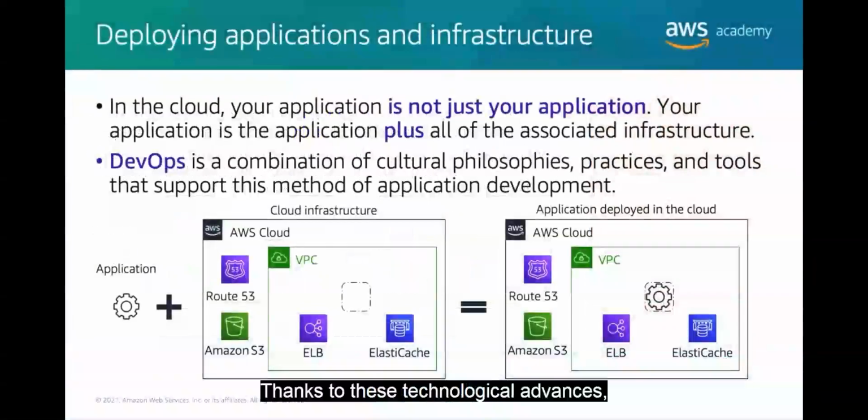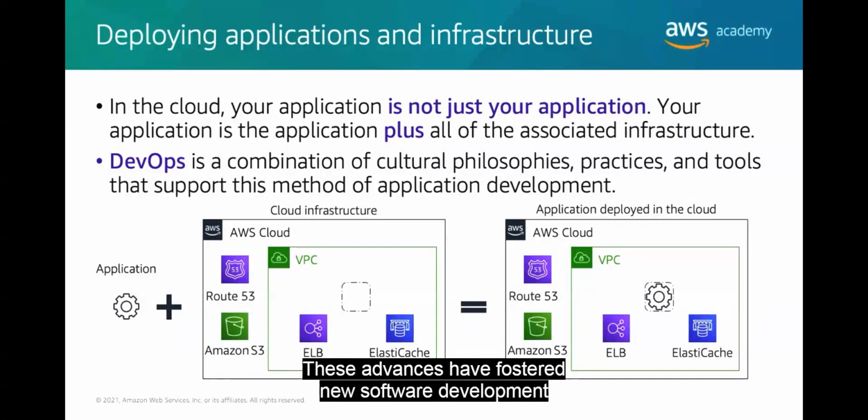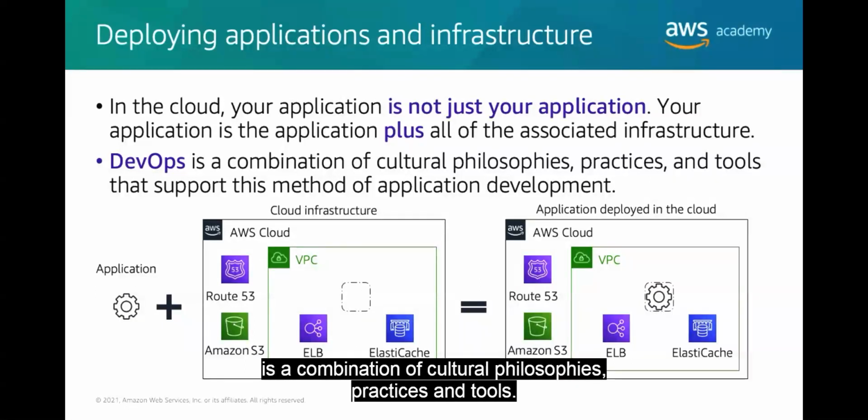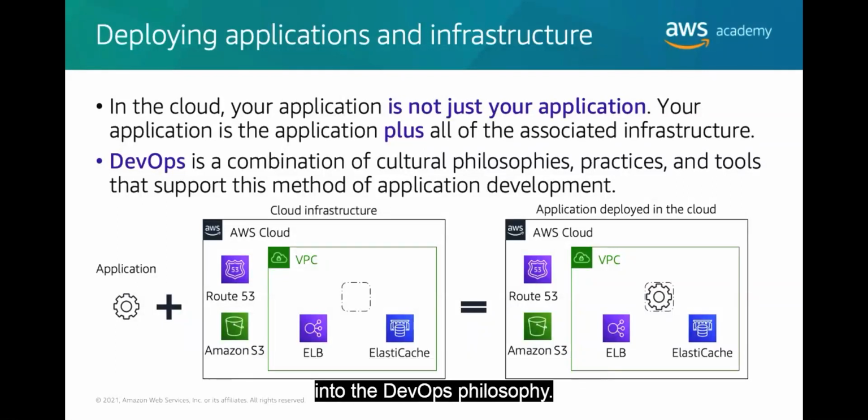Thanks to these technological advances, new ways of thinking about software development have emerged. These advances have fostered new software development methodologies, such as Agile, DevOps, and DevSecOps. DevOps, which is a combination of development and operations, is a combination of cultural philosophies, practices, and tools. DevSecOps takes this combination one step further by integrating security into the DevOps philosophy.